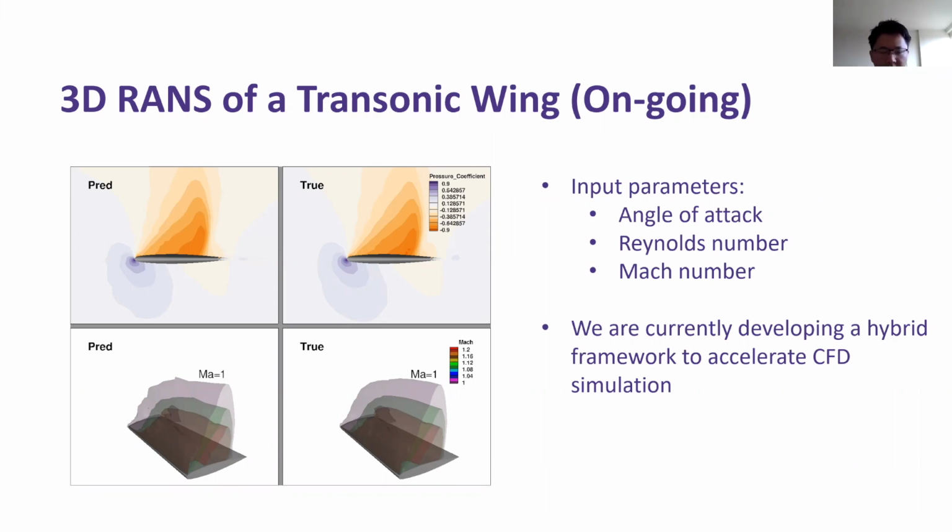As you can see on the left, these are isocontours for the Mach number and the pressure coefficient. We're currently still trying to develop a framework, not just a surrogate model, but a hybrid framework to accelerate CFD simulations, actually parametric CFD simulations. So this is sort of ongoing work.